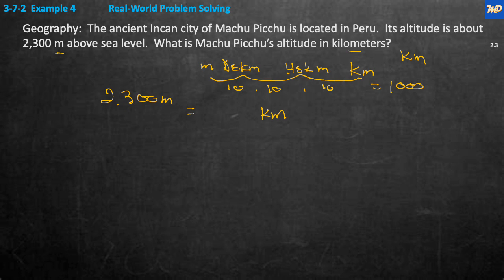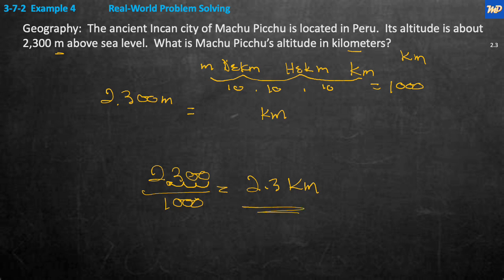So in our case, we're going to take 2,300 and we're going to divide, because we want it to be smaller, divide by 1,000, and that's going to be equal to, move the decimal point 1, 2, 3 right there. It's going to be equal to 2.3 km. Okay, 2.3 km.